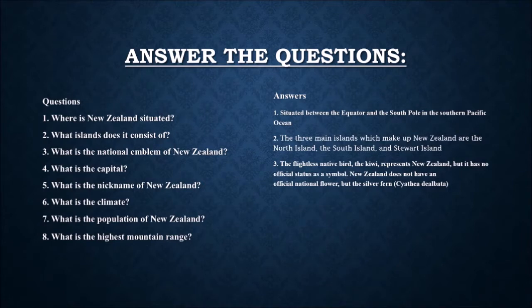Okay, what is the capital? The capital is Wellington, and it has been the capital of New Zealand since 1865. Next question. What is the nickname of New Zealand? Okay, it is an animal, and it is called the kiwi. But don't forget, it is unofficial. Next question. What is the climate?